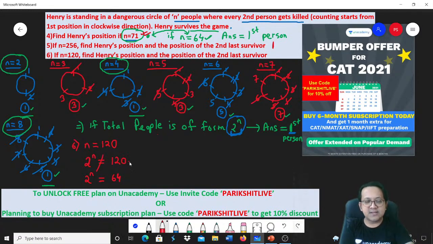If you can bring this 120 to 64, how can you bring? If you have to bring 120 to 64, you got to kill some people, right? Kill how many people? Kill 120 minus 64 is 56 people. Will you agree? If you have to bring 120 to 64, you got to kill 56 people. Will you agree with that?